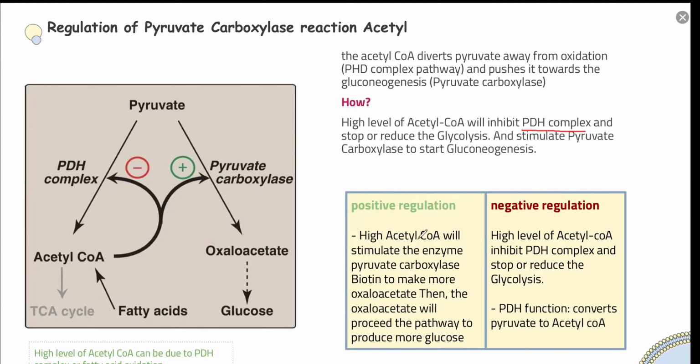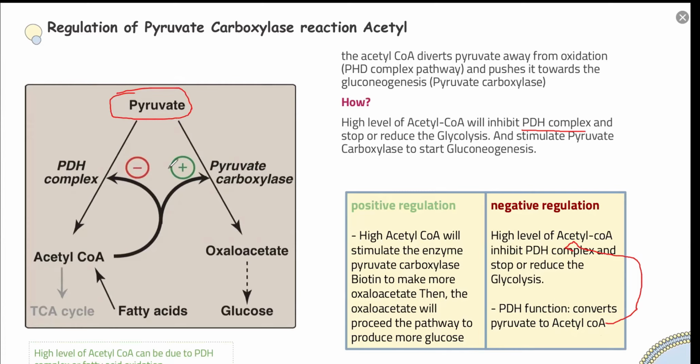Then the positive regulation. High acetyl-CoA will stimulate the enzyme pyruvate carboxylase to make more oxaloacetate. Then the oxaloacetate will proceed along the pathway to produce more glucose. So the negative: a high level of acetyl-CoA inhibits the pyruvate dehydrogenase complex and stops or reduces glycolysis. The pyruvate dehydrogenase complex's main function is to convert pyruvate to acetyl-CoA. So once the acetyl-CoA is generated, it will go back to inhibit the pyruvate dehydrogenase complex to stop the citric acid cycle.